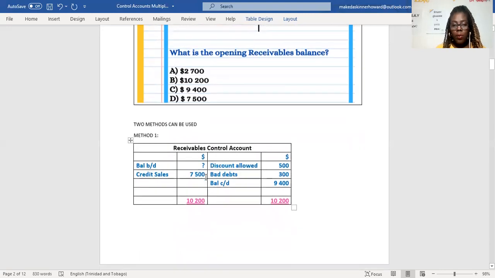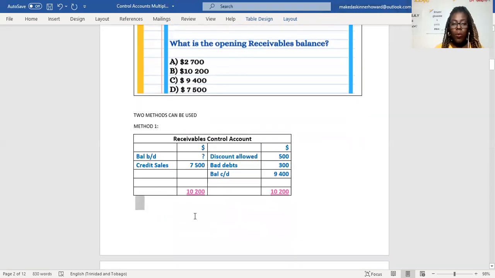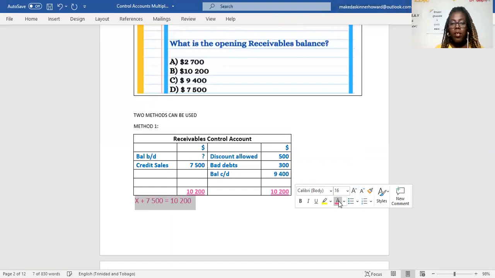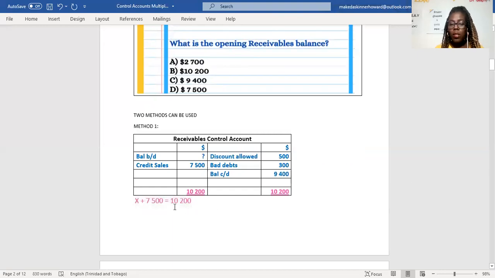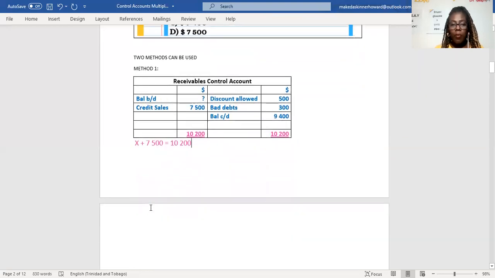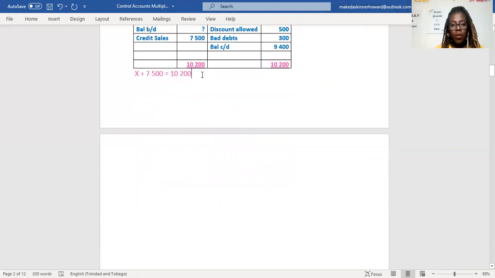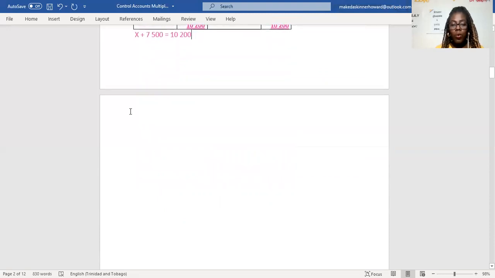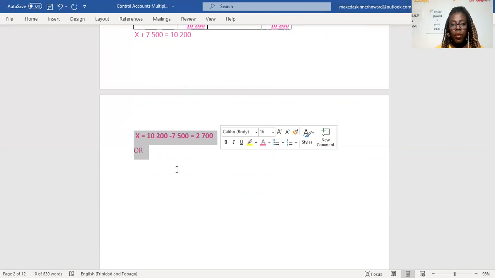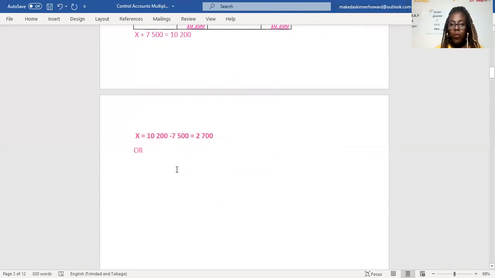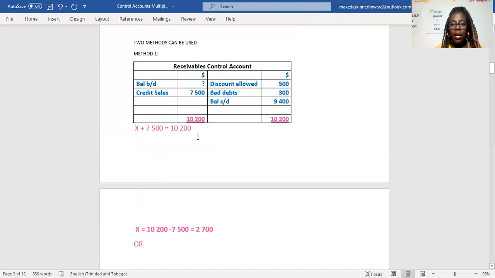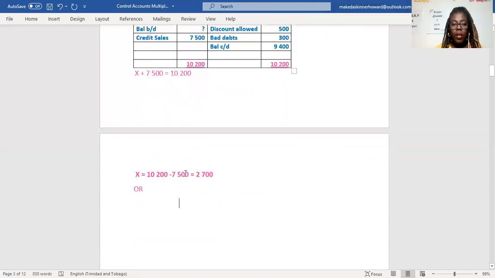Now to find the balance brought down, we have to minus the 7,500 from the 10,200. And why? Because we know that when we add whatever that balance brought down figure is to the 7,500, it should total to 10,200. And when we move the 7,500 across to the 10,200, we will find out what X is. So that is one way of working it out using the T account and finding the total.